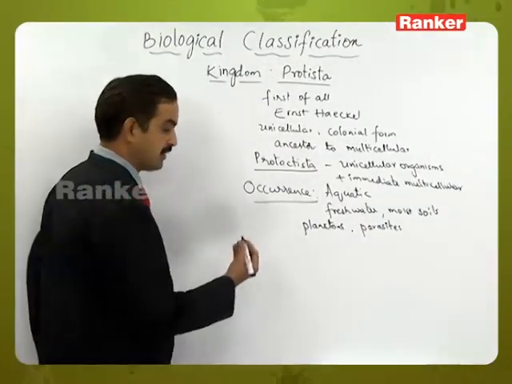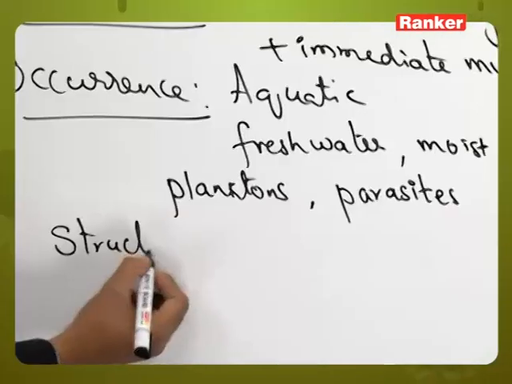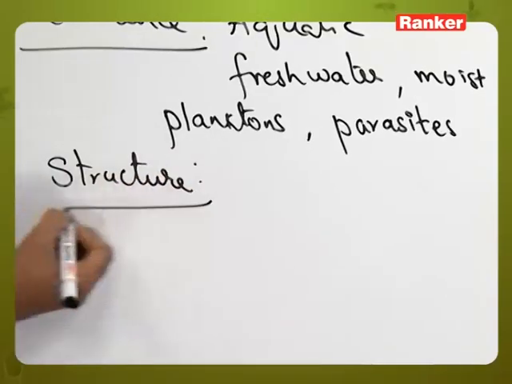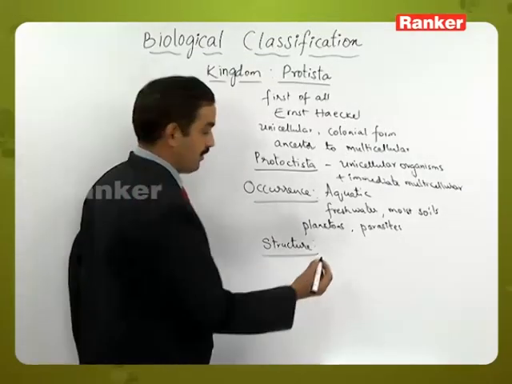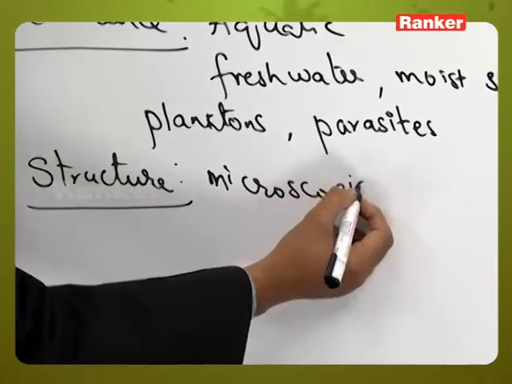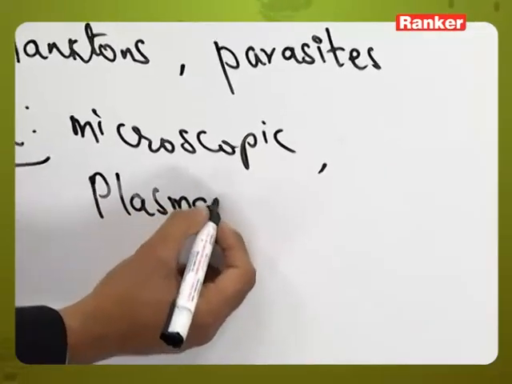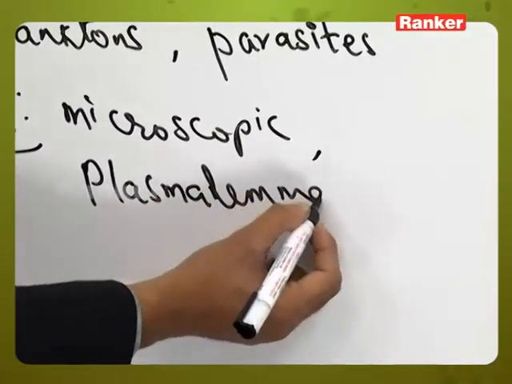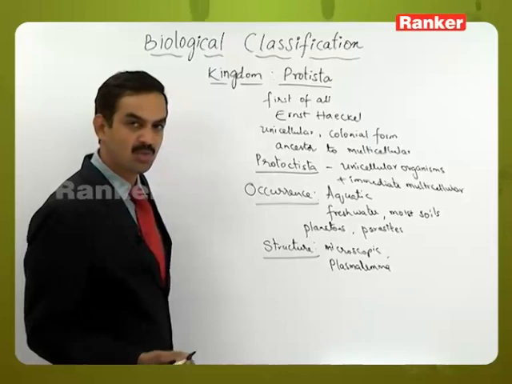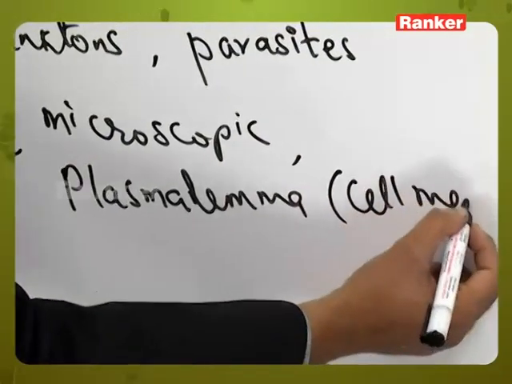And if you observe the structure of protistans, these are microscopic in nature, and they have a plasmalemma. The plasmalemma is the structure which surrounds the cell, or we can call it a cell membrane also.